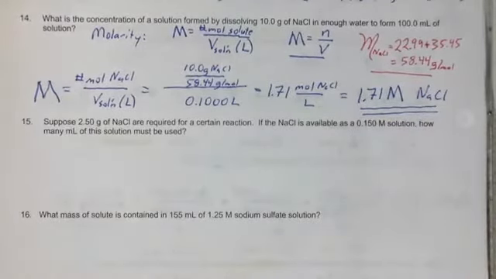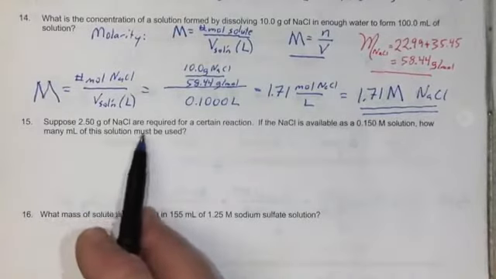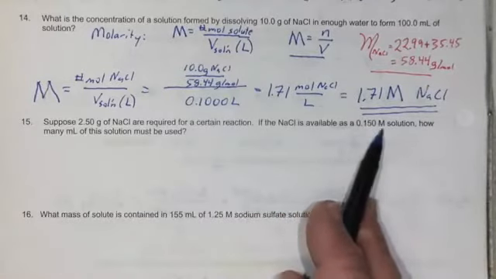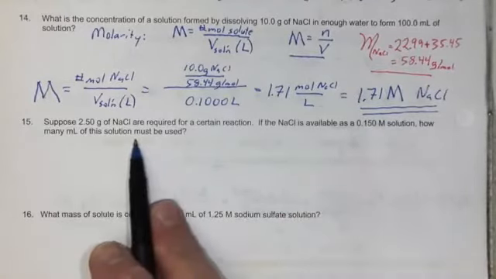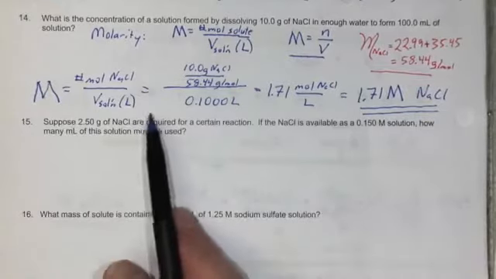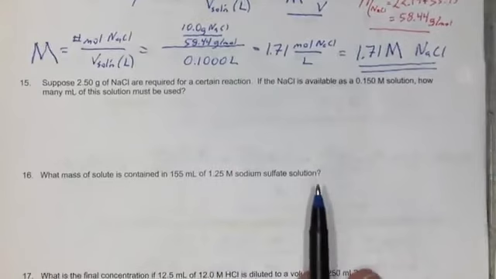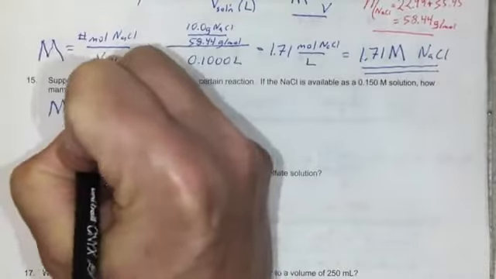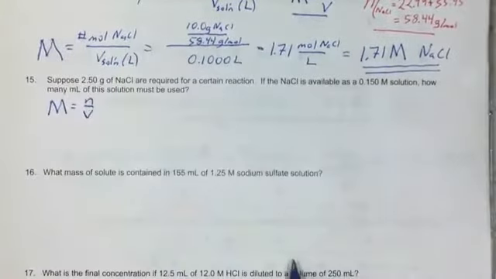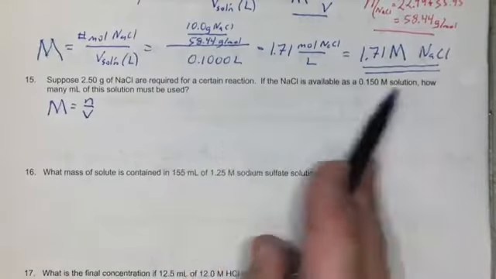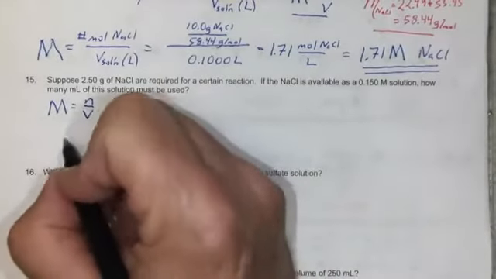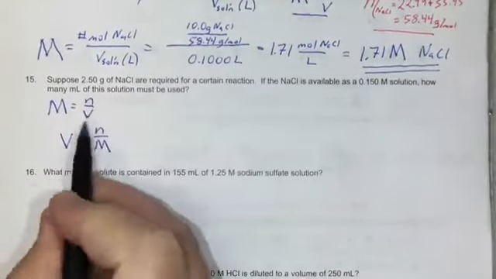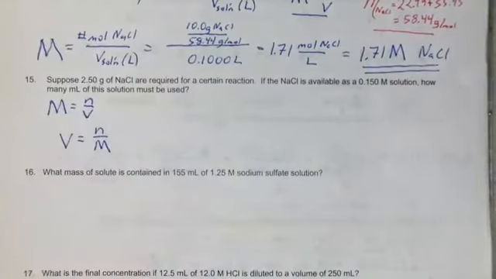Okay, question number 15. Suppose that 2.5 grams of sodium chloride are required for a certain reaction. If sodium chloride is available as a 0.150 molar solution, how many milliliters of this solution must be used? Okay, so to do this, let's just do this as a plug and chug problem. The definition of molarity is the number of moles divided by the volume. So if this is asking how many milliliters, that's the volume. I'm going to rearrange. Volume is equal to the number of moles divided by molarity. So I multiplied both sides by volume. I divided both sides by molarity.